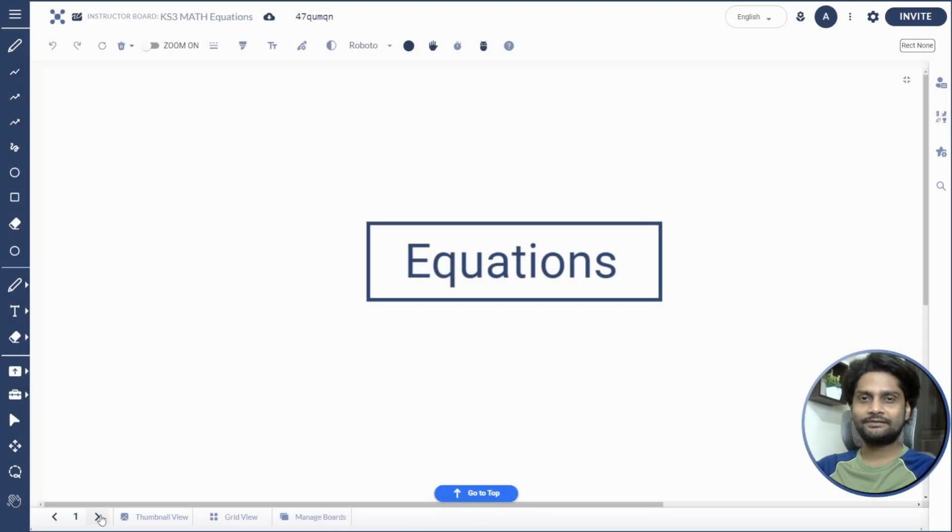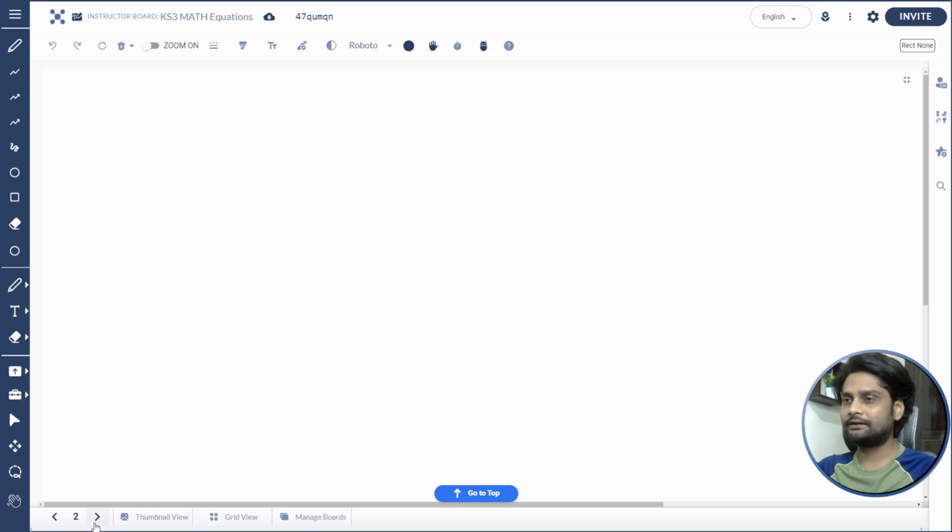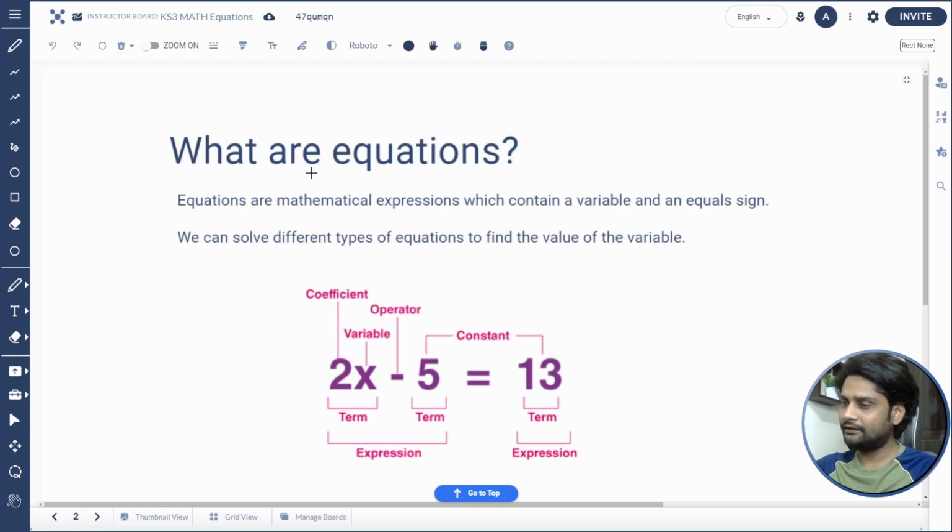Hello dear students, in this lesson we are going to talk about equations. So first of all, let's try to understand what exactly is an equation. An equation is a mathematical statement which lets you know that there are two portions equal. We use an equal sign to represent that the two sides are equal.